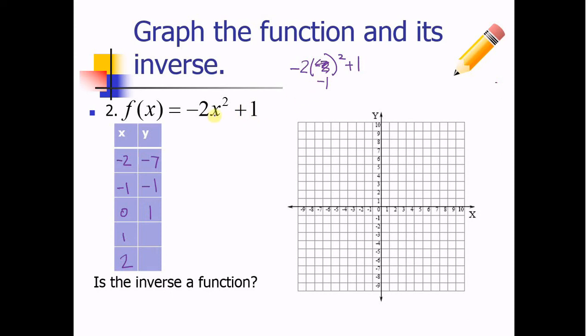1 squared, 1, -2, -2, -1. Oh, look. It looks like it's a pattern. 2 squared, 4, -8, -7, because it's a squared. Remember, there's always a mirror on those. Let's go ahead and graph this. -2, -7.